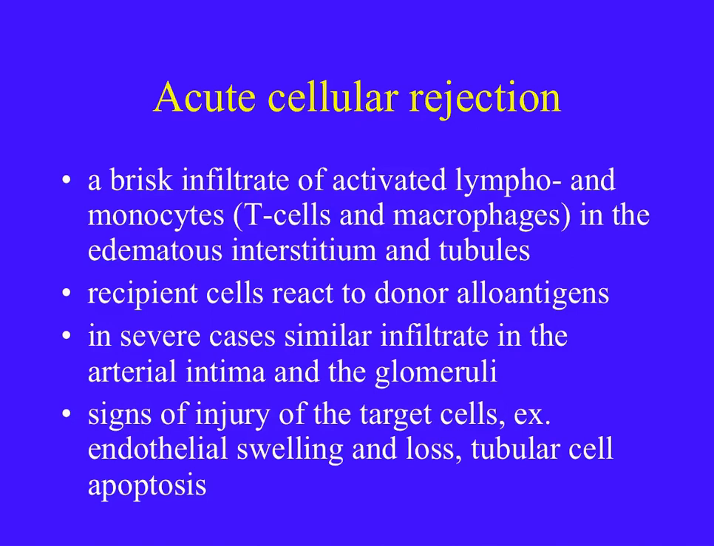In a well-established typical case of acute cellular rejection, histologically, we see a brisk infiltrate of activated lympho and monocytes, T cells and macrophages in the interstitium, which is markedly edematous, but also in the tubules. The mechanism behind this is that the recipient cells react to donor alloantigens. In the most severe cases, we may have a similar inflammatory infiltrate involving the arterial intima and the glomeruli, but we also may have signs of injury of the target cells. So, for example, we may see swelling and loss of the endothelial cells or tubular cell apoptosis.